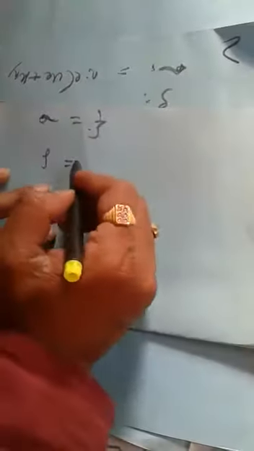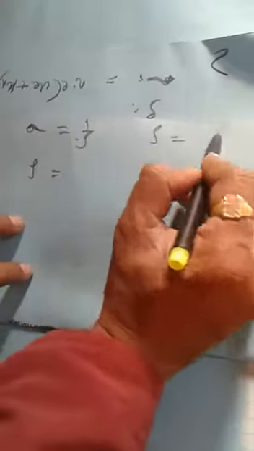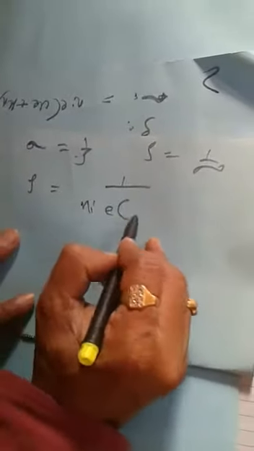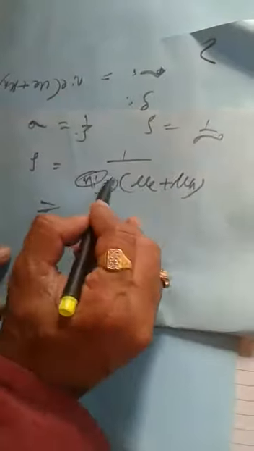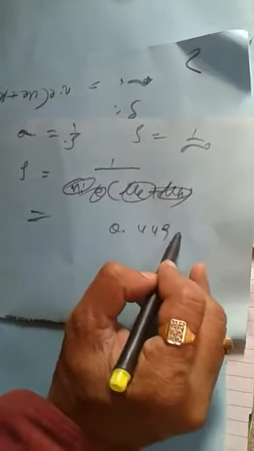What is the relation of conductivity and resistivity? Conductivity is 1 by rho. Therefore resistivity is 1 divided by conductivity, which is 1 over n_i e (mu_e plus mu_h). Substitute all the values, n_i you know, e you know, then you will get a value near about 449 ohm meter. You substitute and calculate, nothing else, just adding and subtracting. So this is the resistivity.